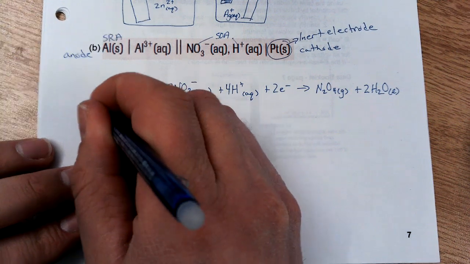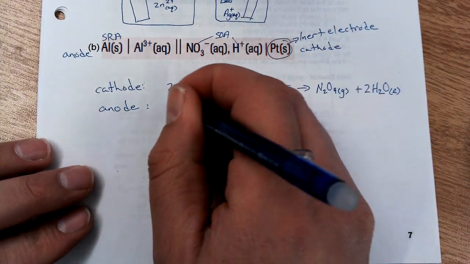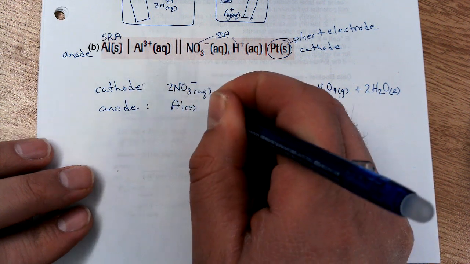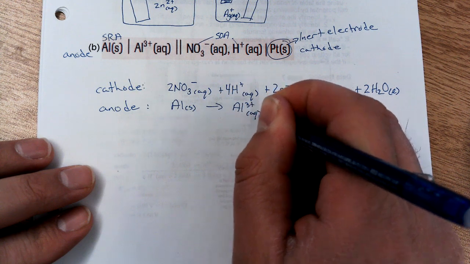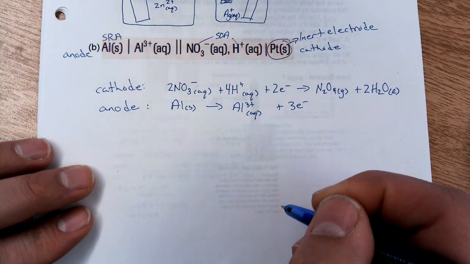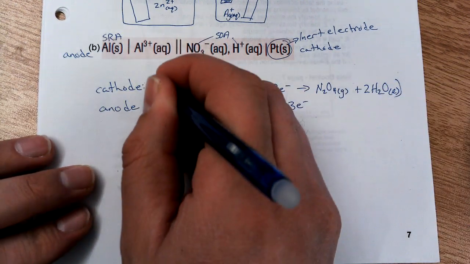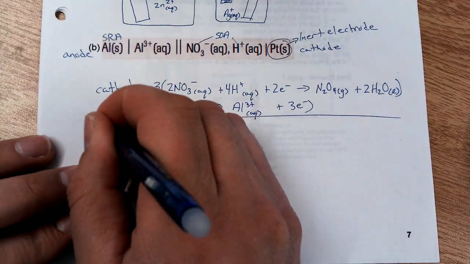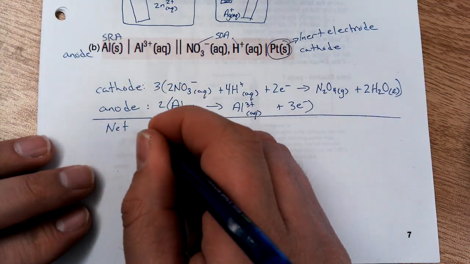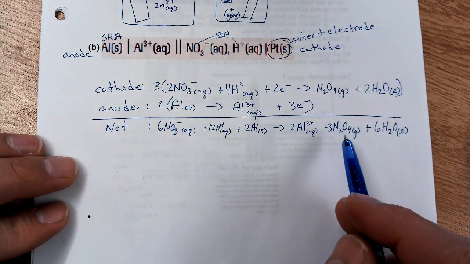Then at the anode, we want the oxidation half reaction, so aluminum solid is going to turn into aluminum 3 plus and 3 electrons. Now we need to balance out our electrons for our net reaction, so we're going to times everything in here by 3, everything in here by 2 to get our net reaction. I'll write that down and then come back. All right, so that's our net reaction here.